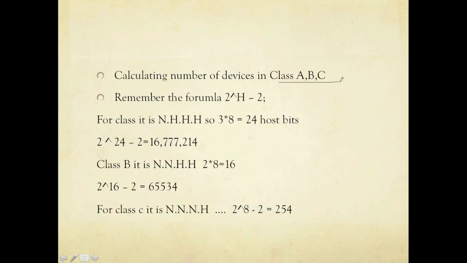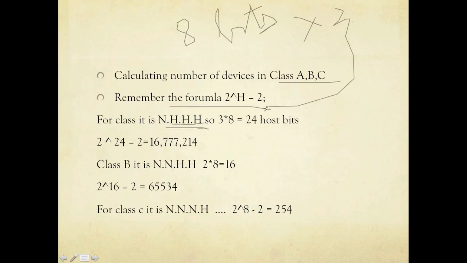Already I told you. Do you remember the formula, 2 power h minus 2? h represents the host part. For example, N.H.H.H is your class A, where the last 3 bytes change. Each h is 8 bits, so 3 h will contribute 24 host bits. So 2 power 24 minus 2 will give you 16,777,214, which I already stated in one of the previous slides. This is one of the important ones.